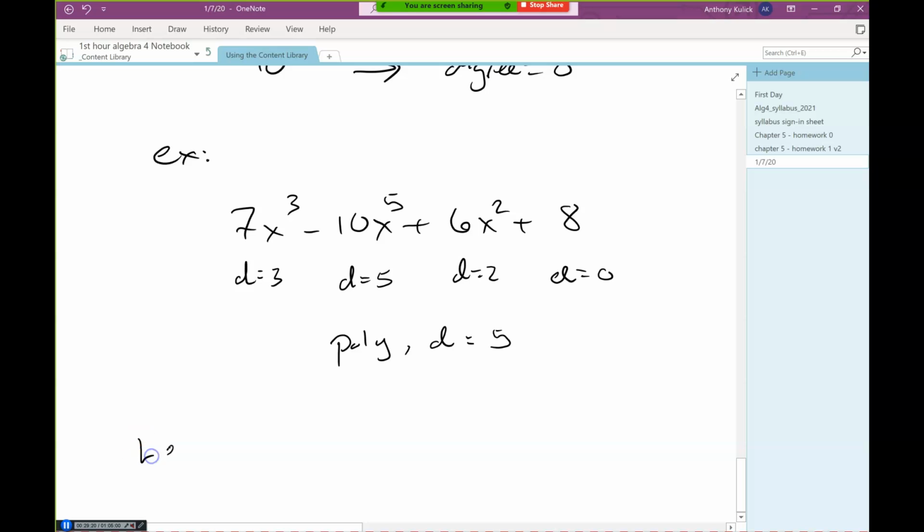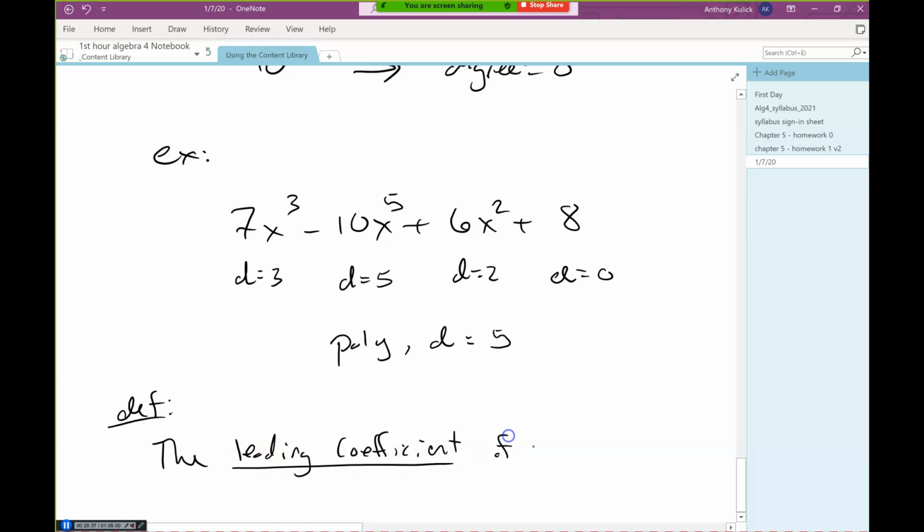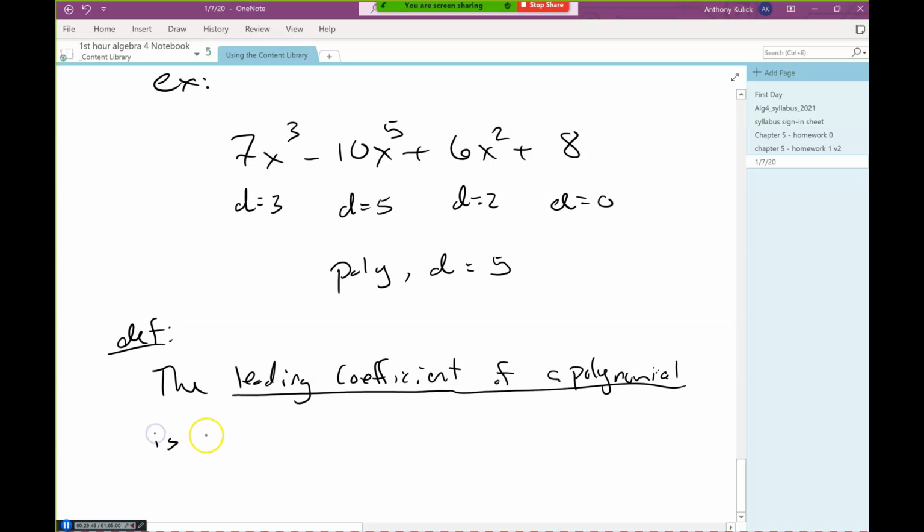Next piece is the leading coefficient. Let's try to turn that into a sentence. So we'll say the leading coefficient of a polynomial is the coefficient on the largest degree monomial.